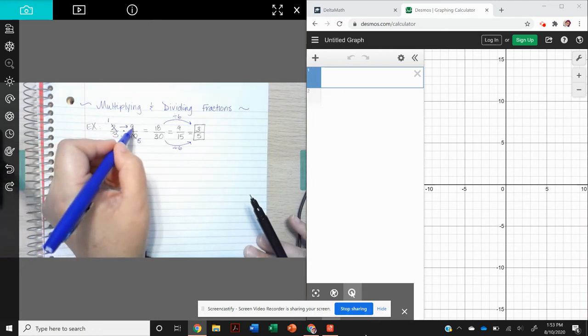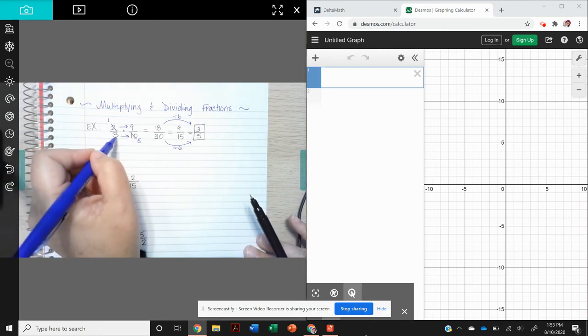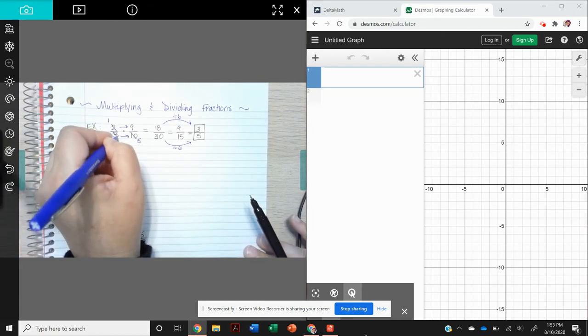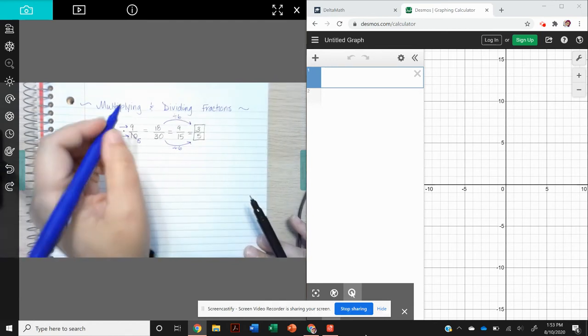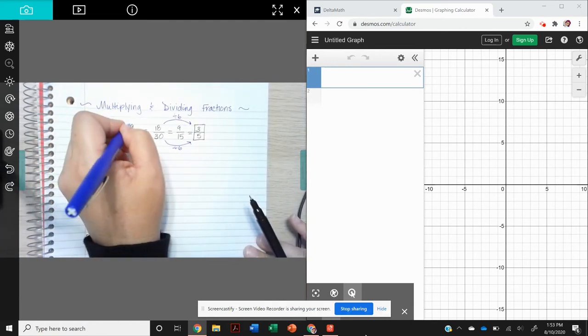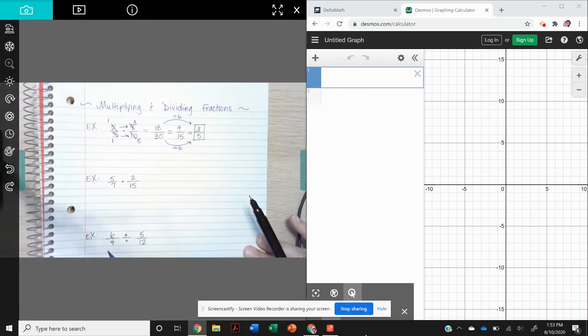Well, if I look here, I look at 9 and I look at 3. Both of those numbers are divisible by 3. So if I take 3 and I divide by 3, I get 1. And if I take 9 divided by 3, I get 3. This was something that I was told was called cross canceling. But it's really, you're just canceling before you multiply.